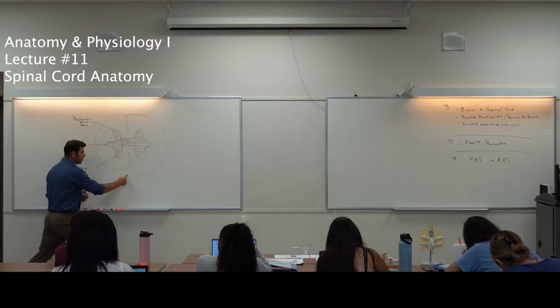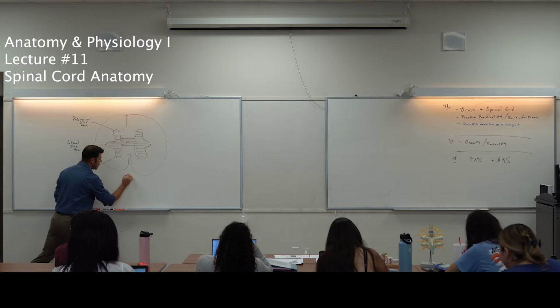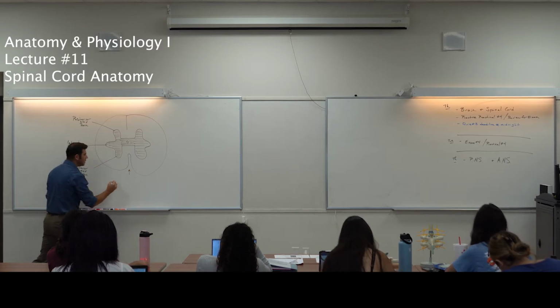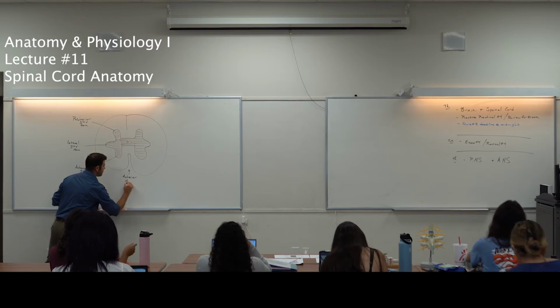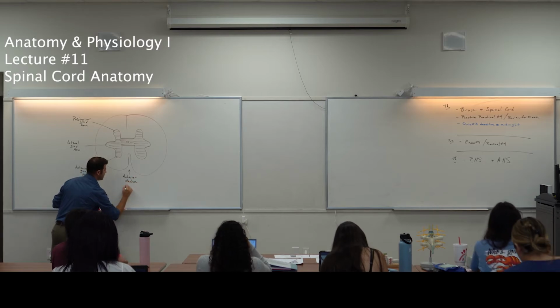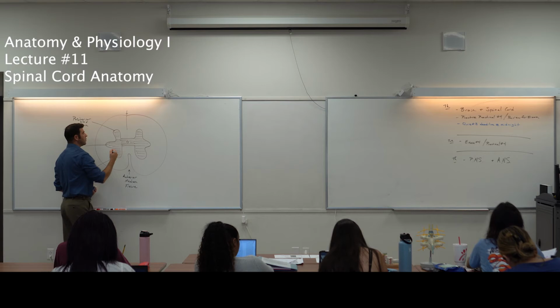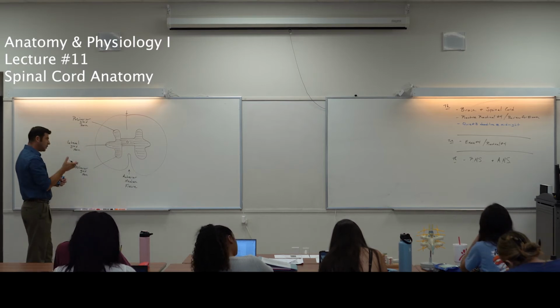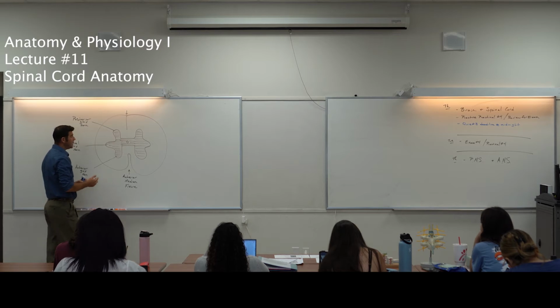On the anterior side of the spinal cord, there's this deeper separation between the two halves. It's a deeper separation we call the fissure. This is the anterior median fissure. And then you can see around the posterior or dorsal side, there's just a little shallow depression that we call the sulcus. So that's our posterior median sulcus.